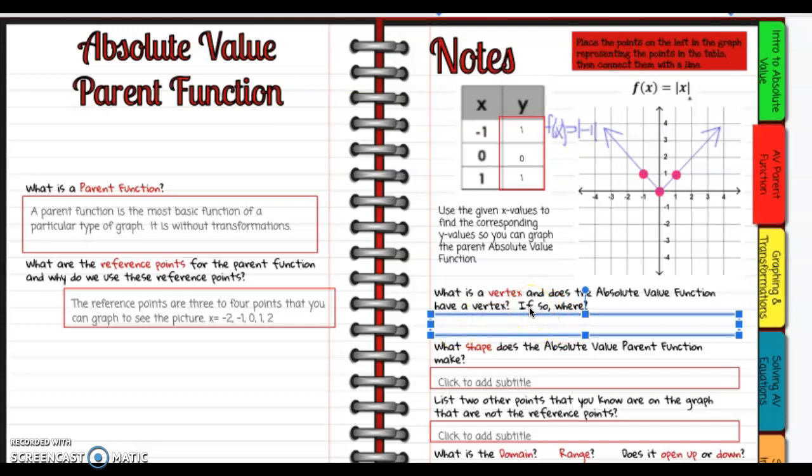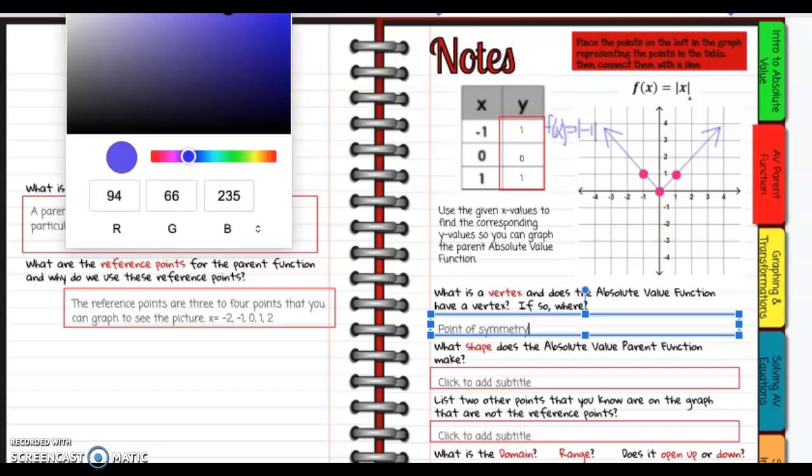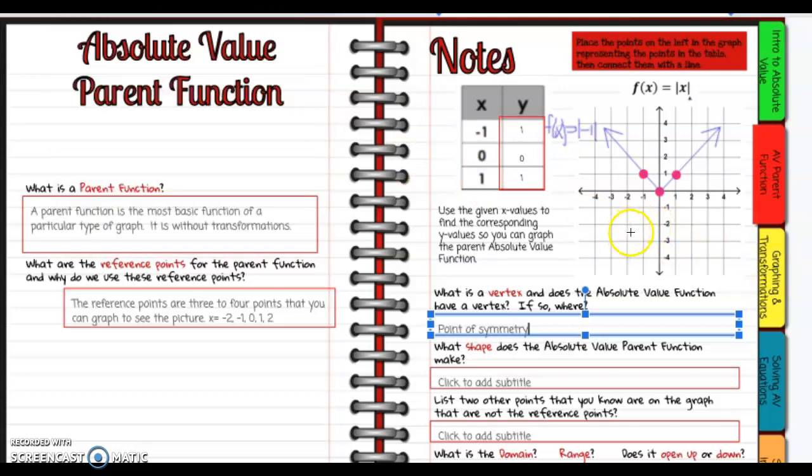Well, a vertex is really the point of symmetry. So you can see that where those two rays come together, that is your vertex. Okay, so it's this right here. Let me get a different color. This point right here is your vertex.